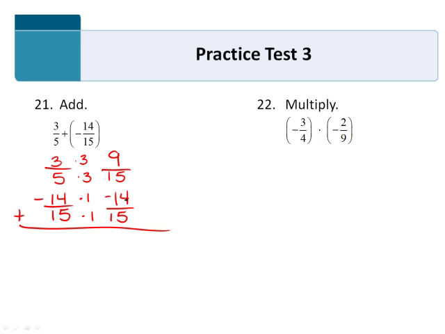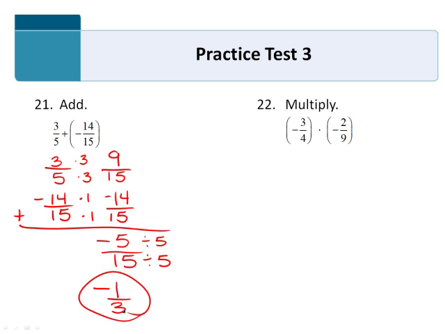So if you have a negative 14 and a positive 9, you have to subtract there, and keep the sign of the larger number, so you're going to get negative 5 over 15. And remember, you can reduce that. 5 will go into both the top and the bottom, so divide by 5, and you're going to end up with negative 1/3, and that's your final answer.